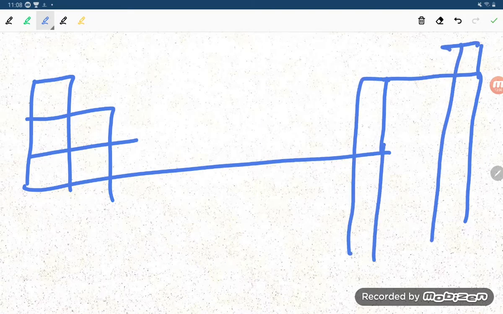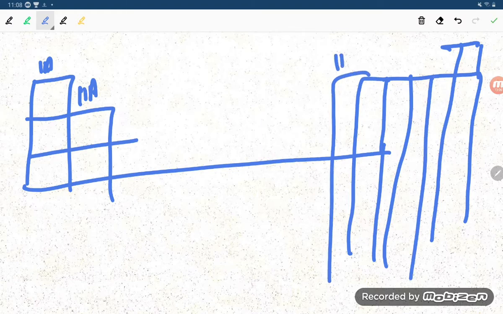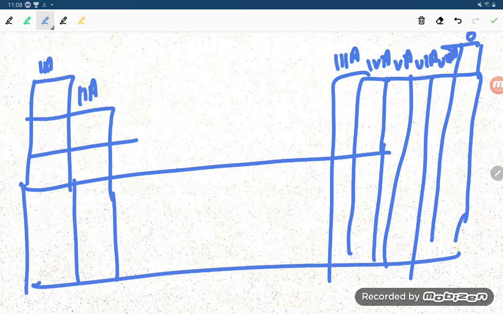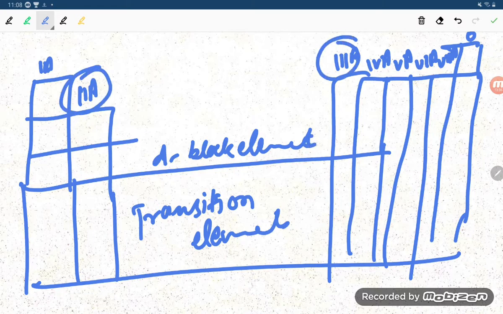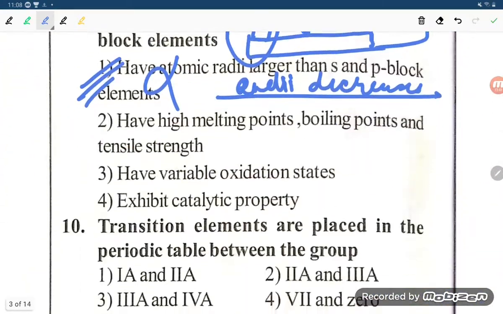In the periodic table, students, here is the first A group, this is the second A group, this is the third A group, this is fourth A, this is fifth A, this is sixth A, this is seventh A group, and this is the zero group. And here in the middle, these are the transition elements. Transition elements mean D block elements. So transition elements are present between second A and third A group. Between second A and third A group, what are there, students? Transition elements.